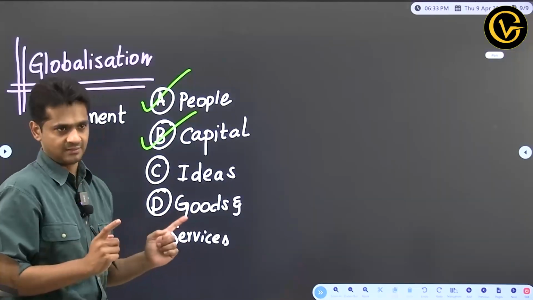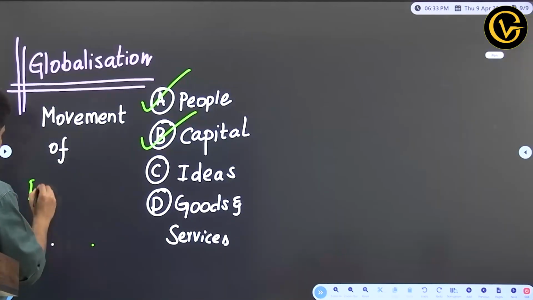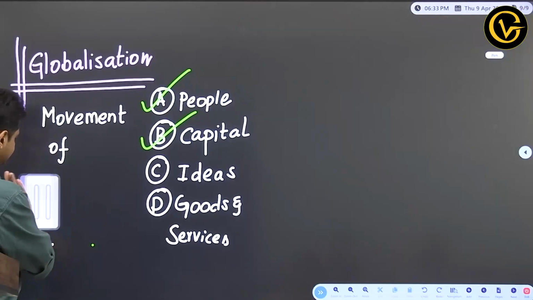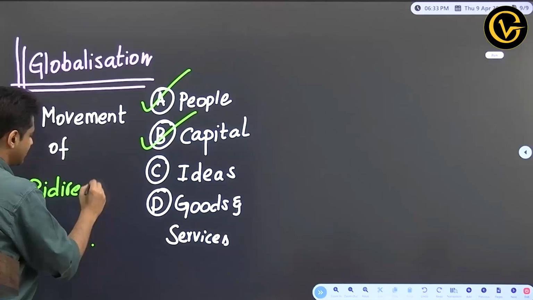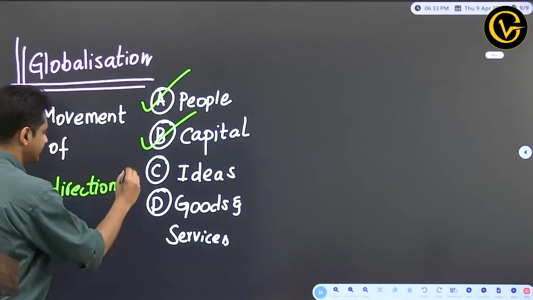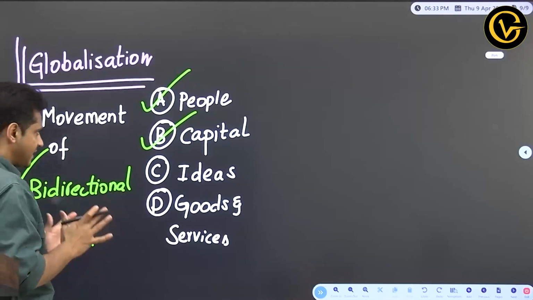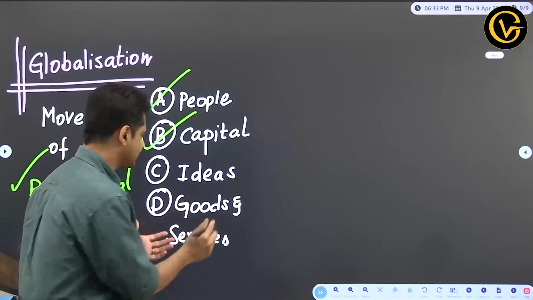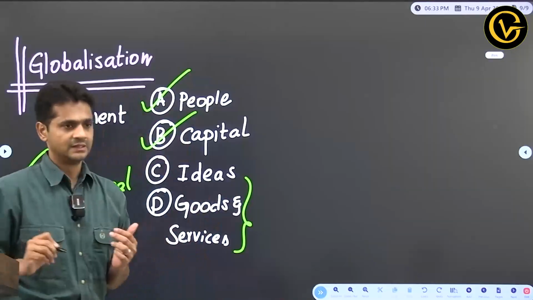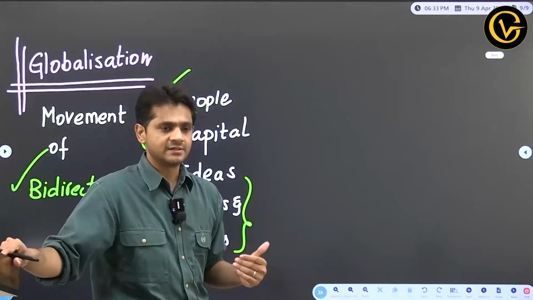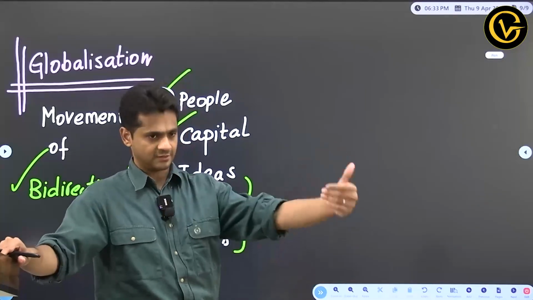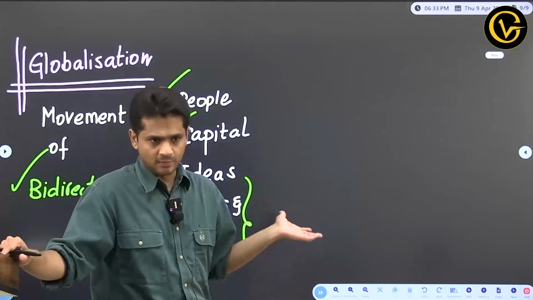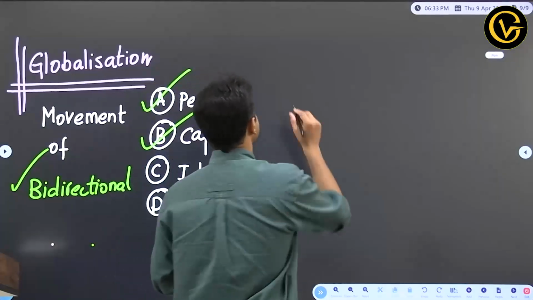It's like bi-directional. The movement is bi-directional. Bi-directional movement of people, capital, ideas, and of course goods and services, isn't it? We buy Chinese goods and services. We sell our goods and services to Middle East, or we sell our goods and services to Americans. So that is globalization. And what favors globalization?